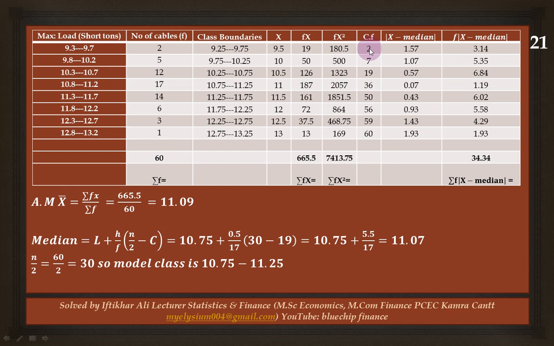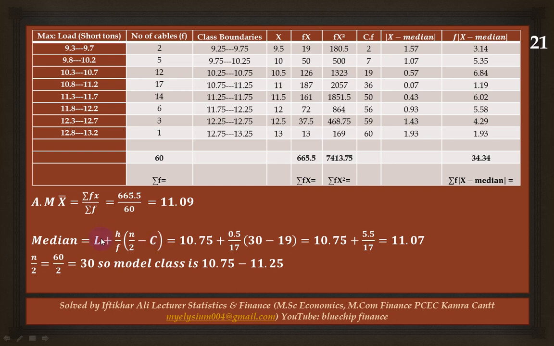Simply take the first frequency here and add the coming frequency into the previous total. 2 plus 5 equals 7, 7 plus 12 equals 19 and so on. And n by 2, or 60 by 2, equals 30. 30 is located here in 36. So this will be the median class and C will be 19.